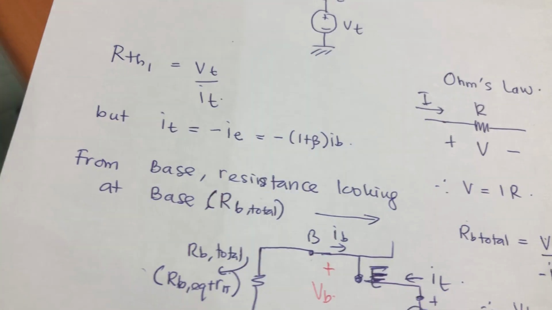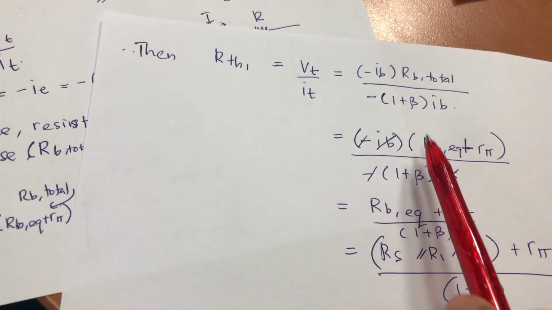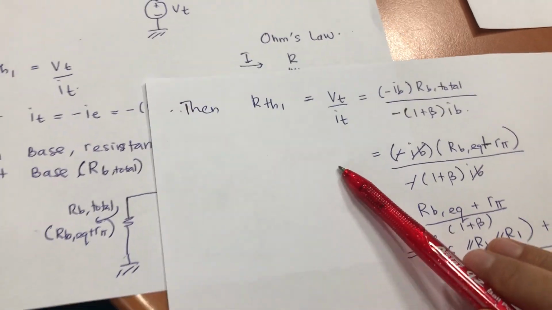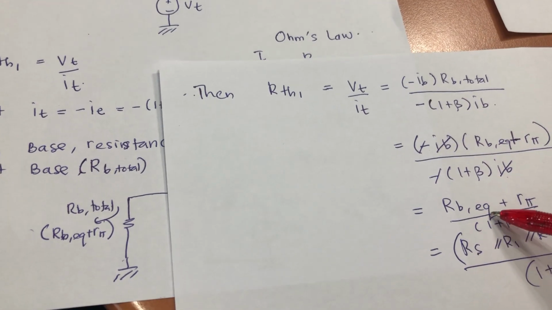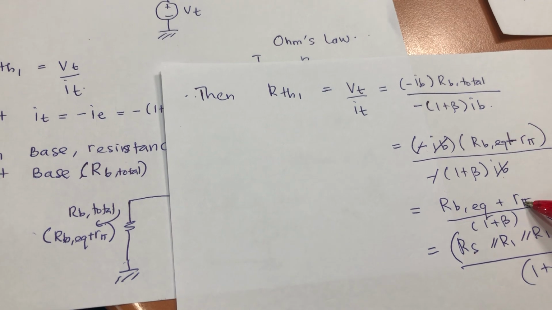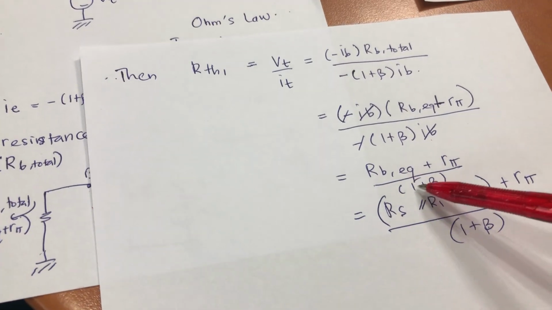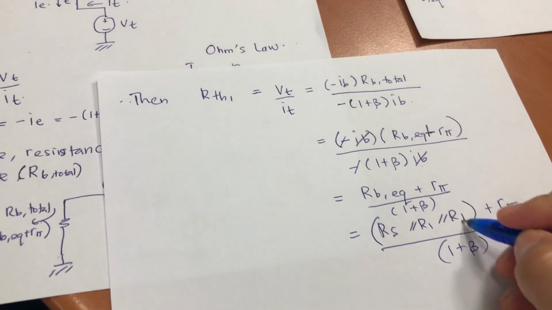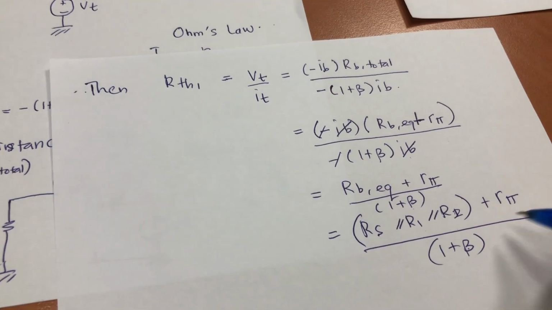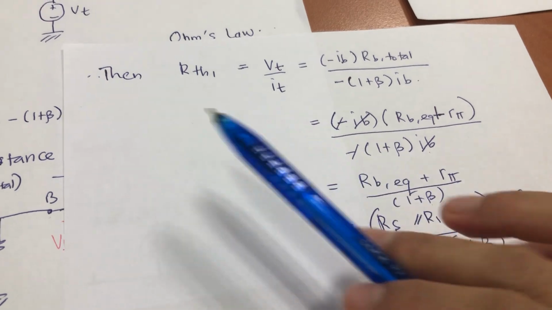So therefore you cancel, and you have this. Your IB can be cancelled off, and the minus can cancel off. So it goes to RB equivalent plus R pi over 1 plus beta. What is RB equivalent? RS plus R1 parallel R2, sorry, R1 parallel R2. So we have RB equivalent plus R pi over 1 plus beta. Now we have RT1.